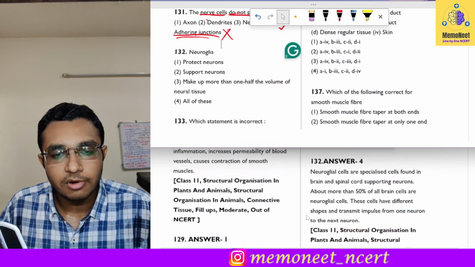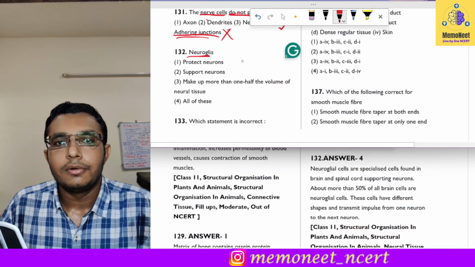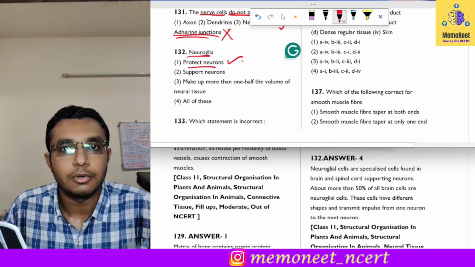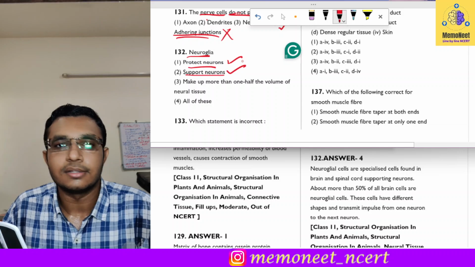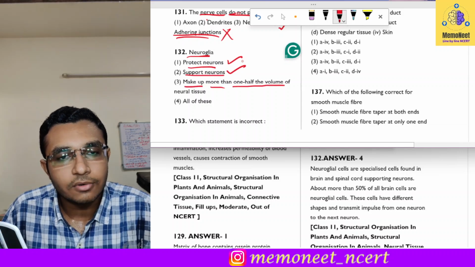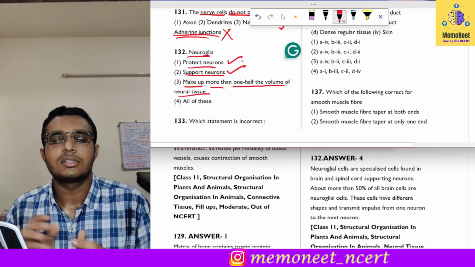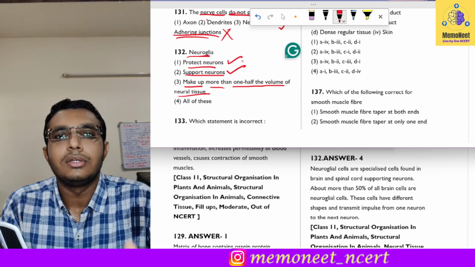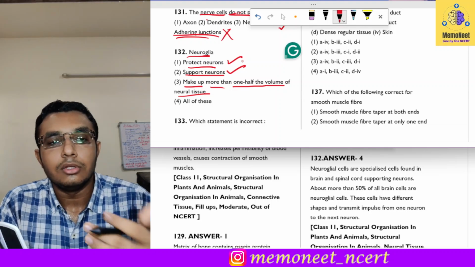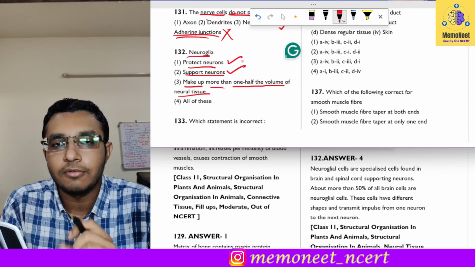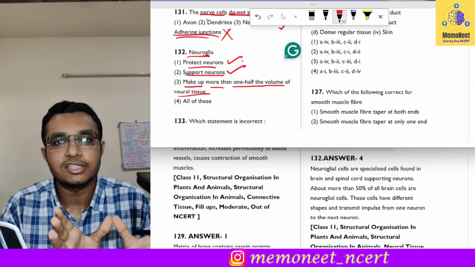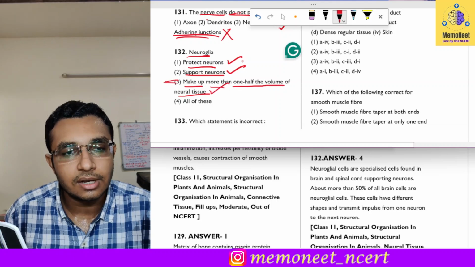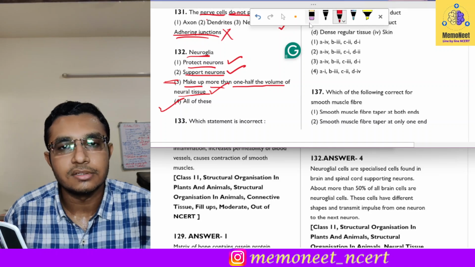Next question is question number 132. It states that the neuroglia, what do they do? What is the function of neuroglia? So let us read the options. They protect the neurons. So yes, neuroglia are the supportive tissue which protect the neurons, so that is correct. Then they support the neurons, so that is also correct. Third is they make up more than one half of the volume of the neural tissue. Now see, the structural and functional unit of the nervous system is the neuron, okay? And the supportive tissue of the neuron are the neuroglia. But the fact is that the neuroglia make up more than one half of the volume of the neural tissue, okay? Means neuroglia are found maximum and some part is made up of neurons. So this is the fact which you need to remember, and that is a correct statement. So the correct answer of this question is option 4, that is all of the above.